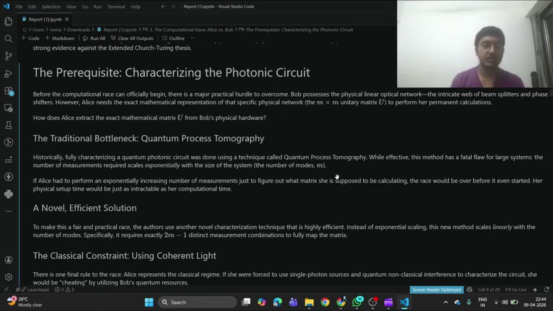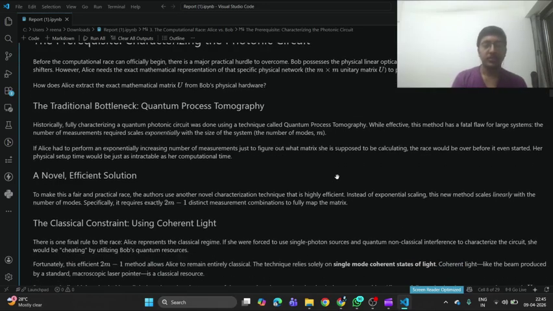One solution is that Alice can use Bob's optical circuit and perform characterization of the unitary transformation that the particular circuit performs. Now, the traditional methods include quantum process tomography, but if Alice has to use this method, then she would have failed miserably because the number of measurements that Alice has to make using this method would scale exponentially with the size of the system, which in our case is m. Due to this, the race would be over even before it began because the setup time for Alice would be just as intractable as the computational time.